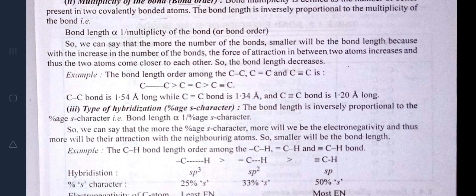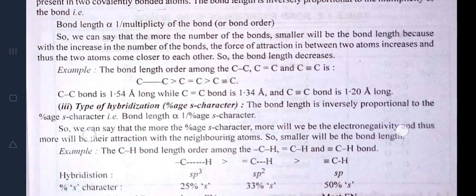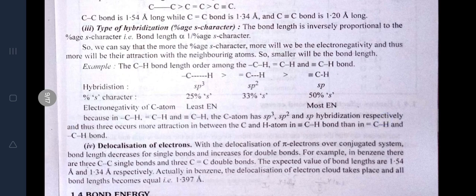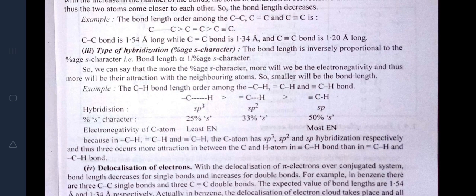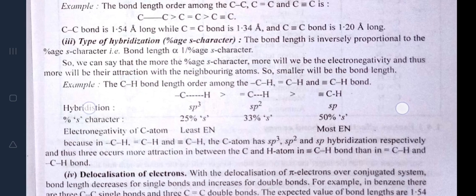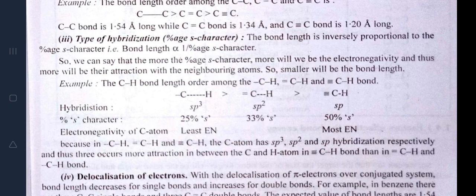Next one, type of hybridization, that is, percentage S character. The bond length is inversely proportional to the percentage of the S character. We can say that the more the percentage of the S character, the more will be the electronegativity and the more will be the attraction with the neighboring atom. So smaller will be the bond length.